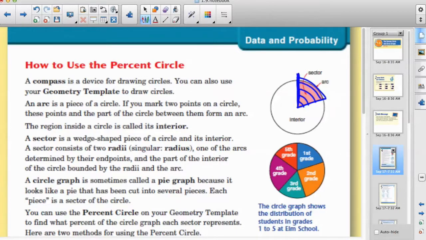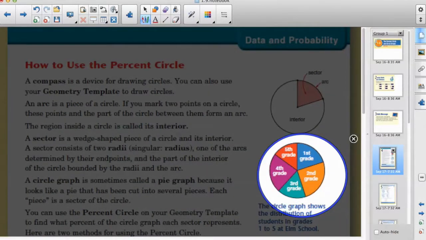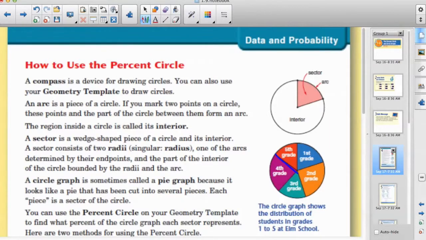A circle graph is sometimes called a pie graph because it looks like a pie and has been cut into several pieces. Which makes me think of my grandma's pie, which hopefully I'm going to enjoy this weekend. And it's cut up into pieces. Here the pieces represent 1st, 2nd, 3rd, 4th, and 5th grade. Again, the more academic way to refer to it is the circle graph, but sometimes we call it the pie graph as well.